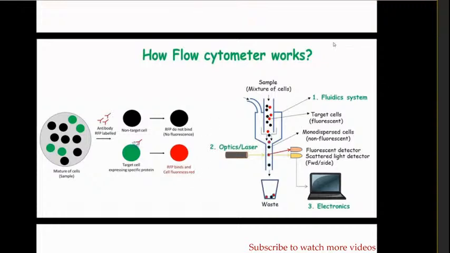Okay, here in this image they added the sample. In this sample, if the optical laser recognizes the molecule, it gives a signal to the detector so that we can understand how much of the specific cell is present there. In this step, we can also collect the specific cells, that is sorting. In this flow cytometry instrument, first they add the group of samples.